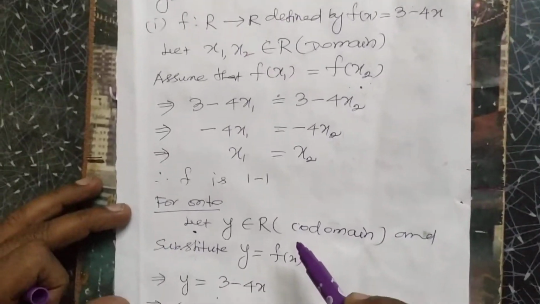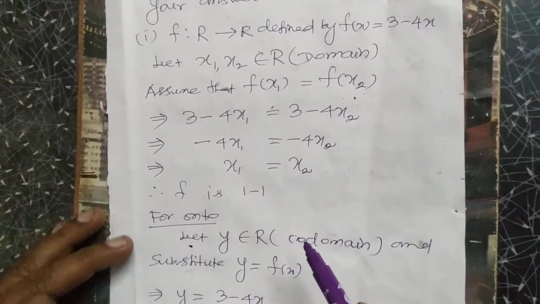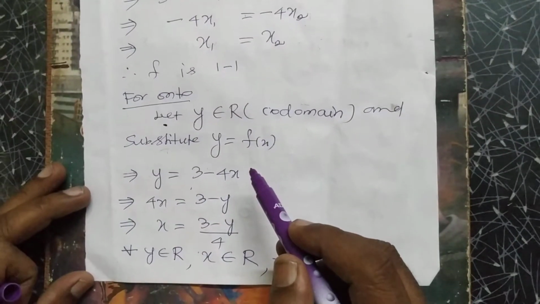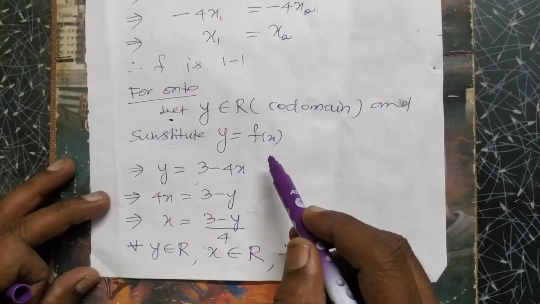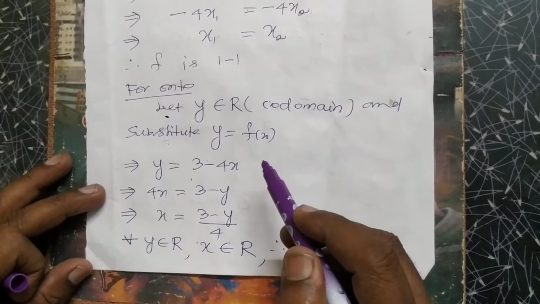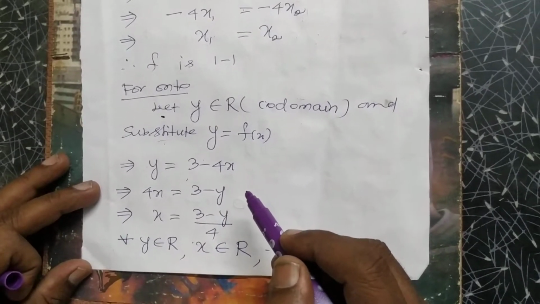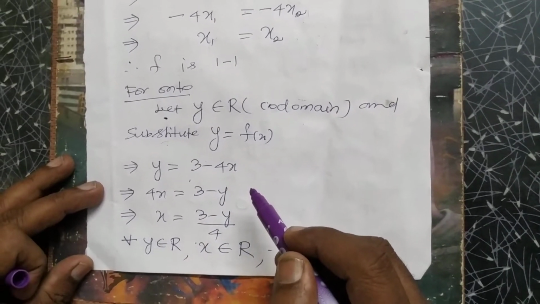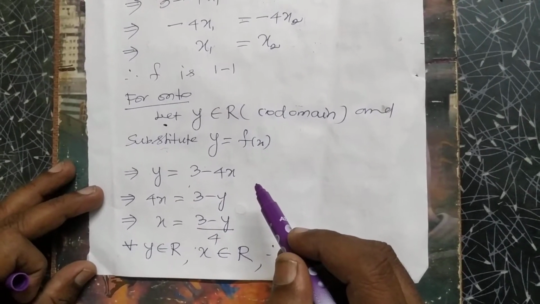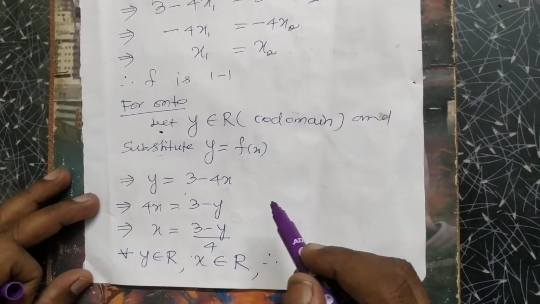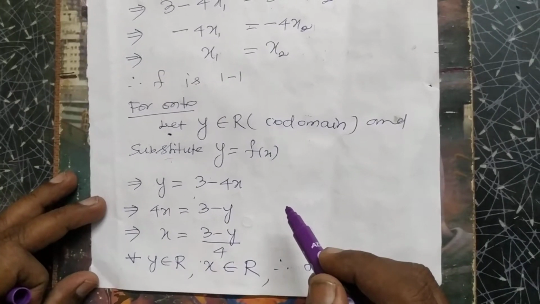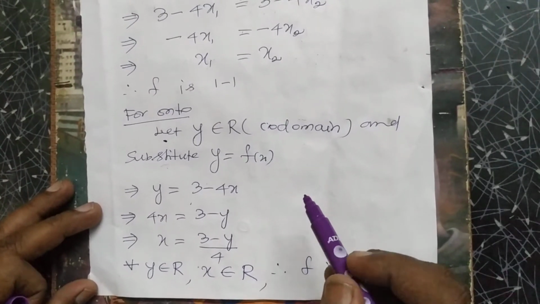What is the working rule for onto? We have to take any arbitrary element in the codomain such that f of x equal to y. Then we have to find the value of x in terms of y and constants. Then for every value of y belonging to the codomain, if there is an x belonging to the domain, then f is onto. Suppose x does not belong to the domain, then it is not onto.